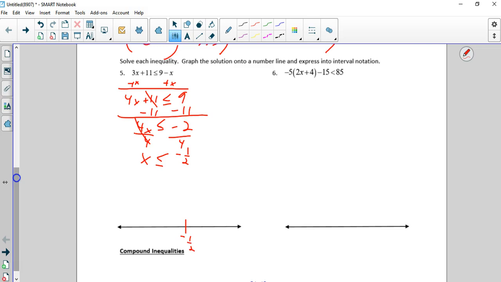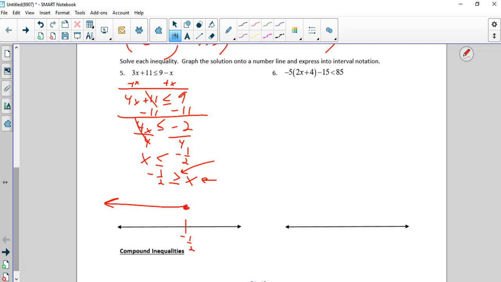Negative 1/2. It's a solid dot because it's less than or equal. And since it's less than, you get that. Now remember, if I would have moved the x's to the right, I would have flipped the symbol and had this. But remember, that does not mean that because this is pointing right, I shade right. That is negative 1/2 is greater than or equal to x. Remember, when you're doing this, always read from the x. This is still x is less than or equal to negative 1/2.